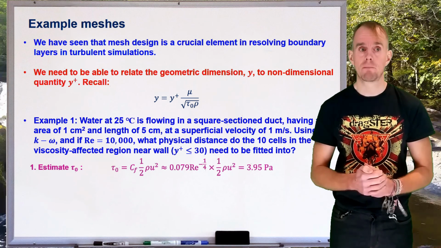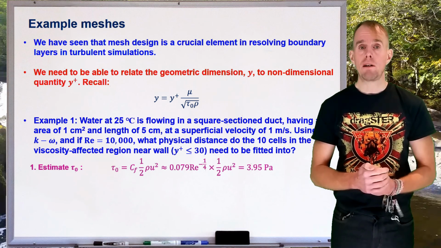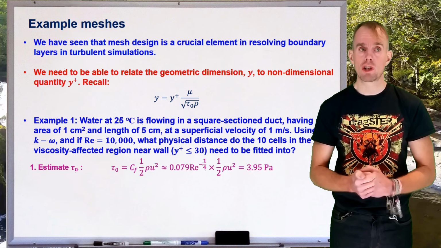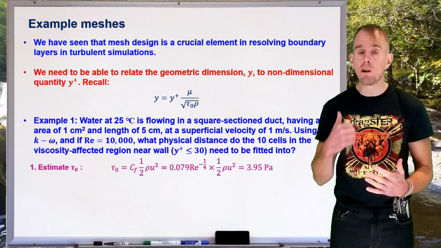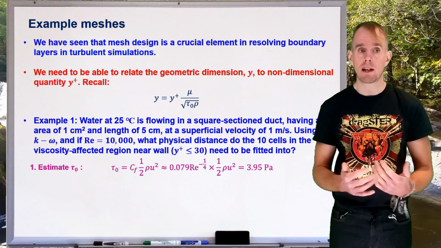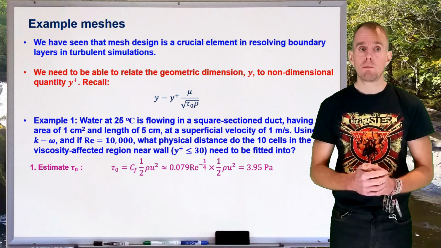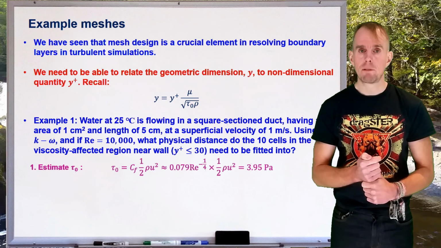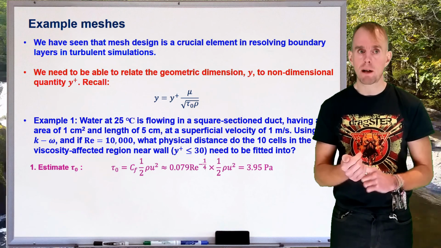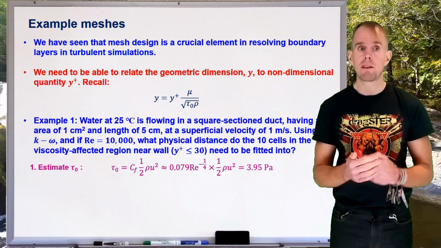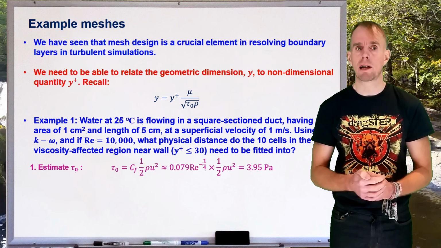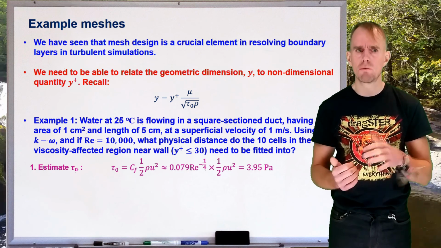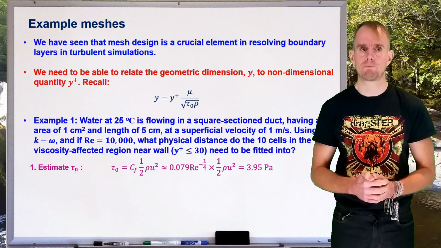I'm going to estimate Cf using Blasius's relationship, 0.079 Reynolds to the minus a quarter, and I already know roughly what Reynolds number I'm dealing with, 10,000. So, using my Reynolds number of 10,000, using my Blasius relationship, I can work out Cf, and then knowing my material and my superficial velocity, I can work out tau, which comes out to roughly just under 4 Pascal.